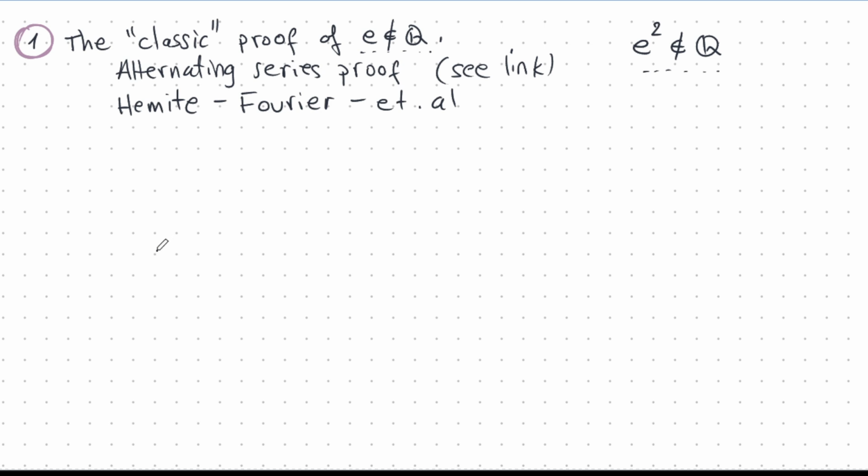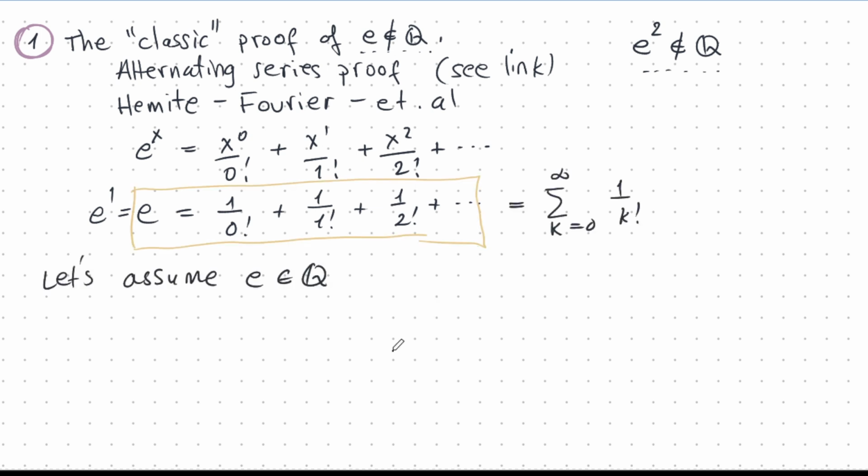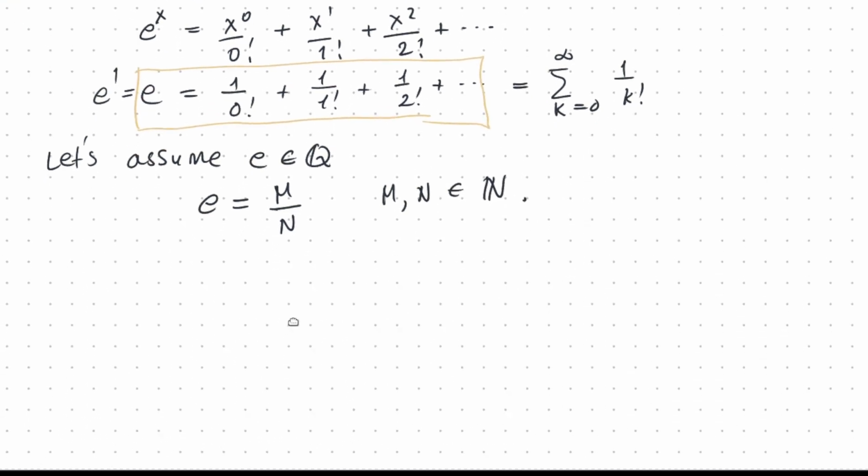So that's the plan. Recall the power series for the exponential function. Now let's put x equal to 1. We get this infinite series, and we can write it like that. So let's assume, like usual, that e is indeed rational, and then we will draw some kind of contradiction from this. If e is rational, I should be able to write e as m over n, where m and n are both natural numbers, like so.